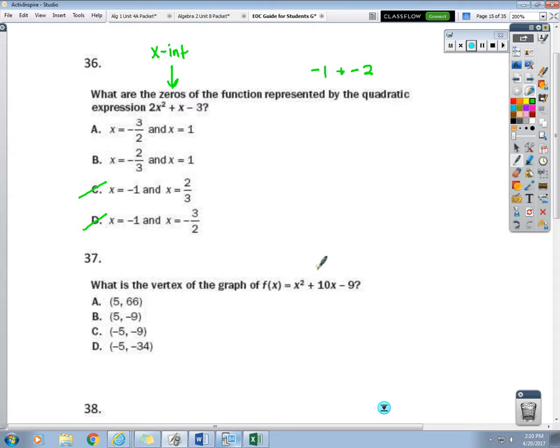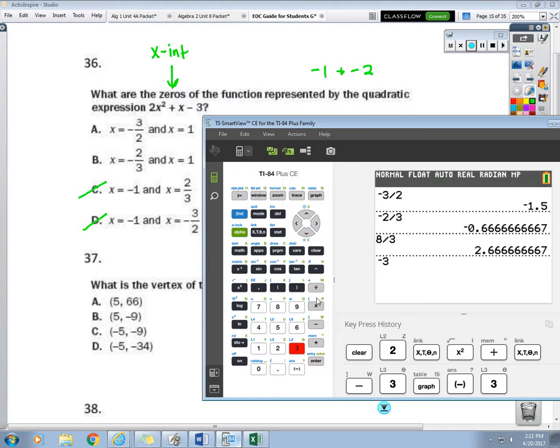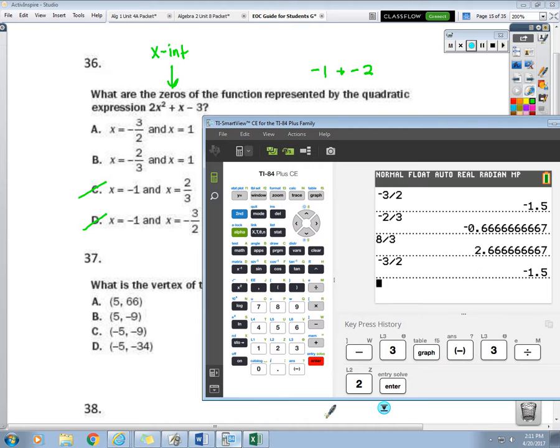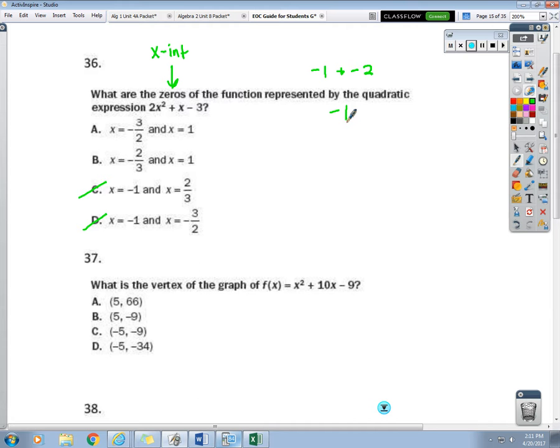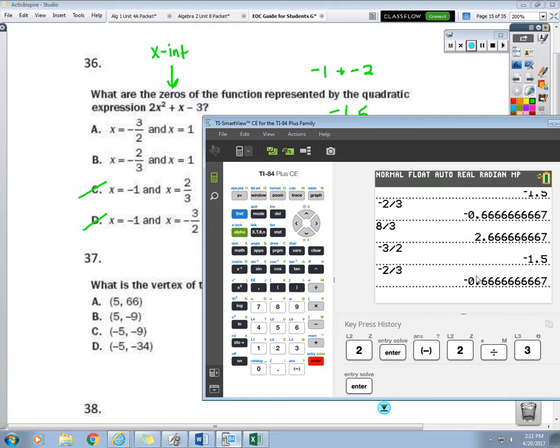Turn them into decimals. How do you turn negative 3 over 2 into a decimal? You can just type in negative 3 divided by 2. Negative 1.5. Is that between negative 1 and negative 2? Yes, but just to be safe, I'm going to go ahead and type in negative 2 over 3. Negative 2 divided by 3. Is that number between negative 1 and negative 2? No, it's between 0 and negative 1. So it has to be A.